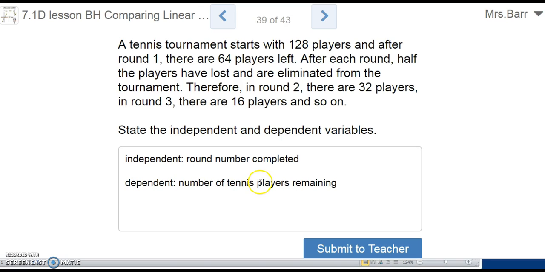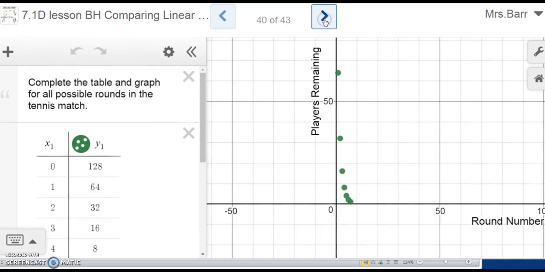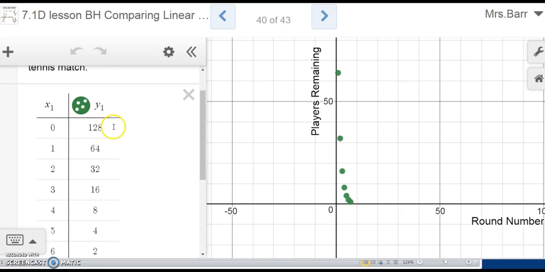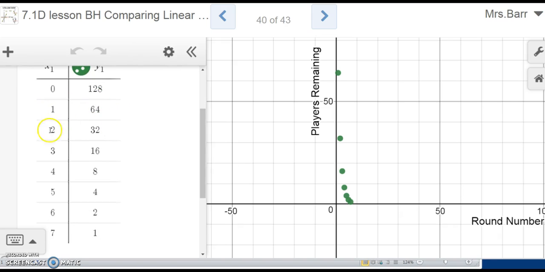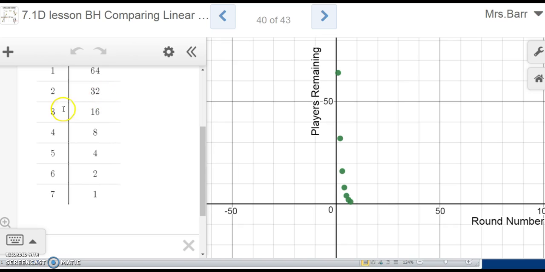So I said dependent is the number of tennis players remaining. It's also important we know it's how many is remaining, not how many have been eliminated. And independent is the round number completed, or the one that you're in. So if we take a look at our graph then, stage 0 has 128 players, stage 1 64, stage 2 32, round 3 16, round 4 8 players, round 5 would have 4 players left, round 6 would have 2 players left, and after round 7 is completed, there would be our champion player.